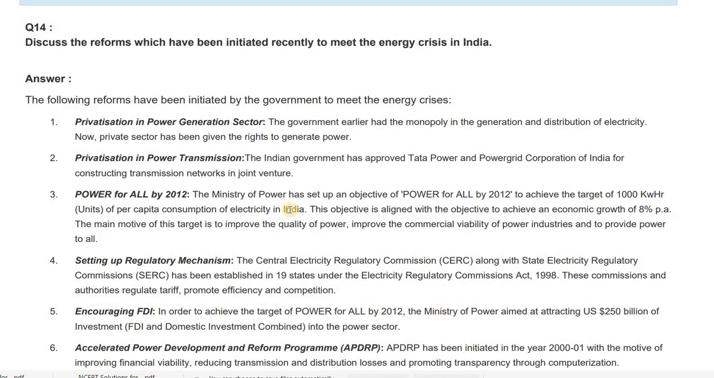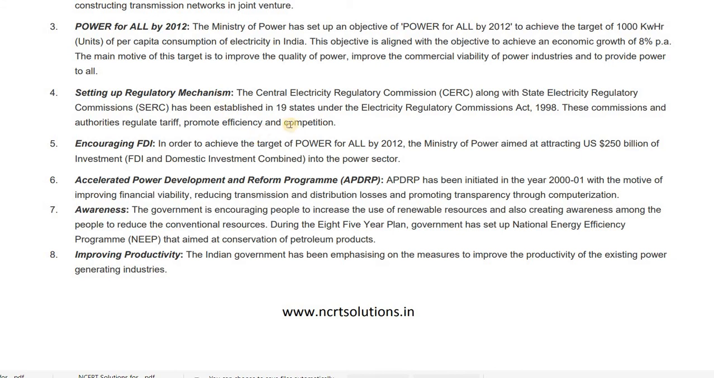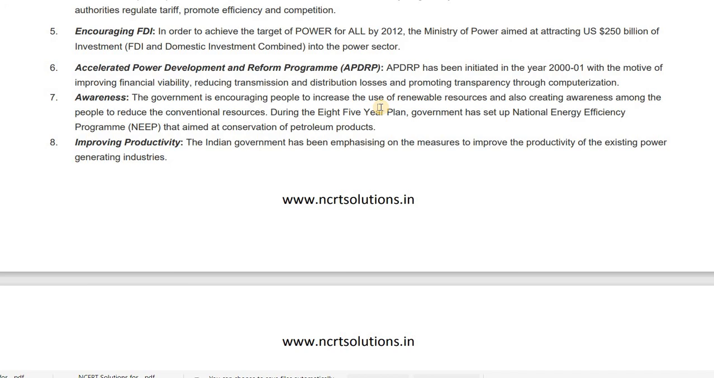Next one, discuss the reforms which have been initiated recently to meet the energy crisis in India. First one, privatization of the power generation sector. Means the government earlier had the monopoly, and now the private sector has been given rights to generate power. Next one, privatization of power transmission, that one also given to the private sector. Then power for all by 2012, the Ministry of Power started a project like Power for All 2012. Then setting up a regulatory mechanism. The Central Electricity Commission along with State Electricity Regulatory Commissions has been established in 19 states, and these commissions regulate tariff. Then encouraging foreign direct investment.